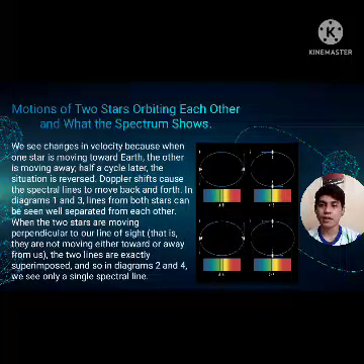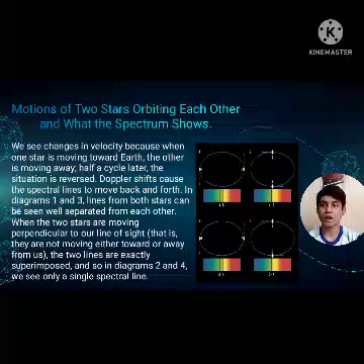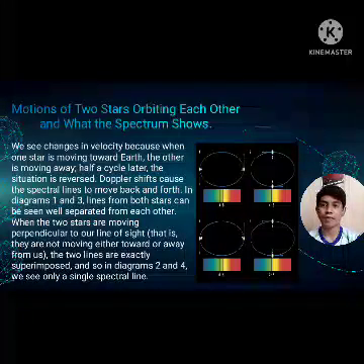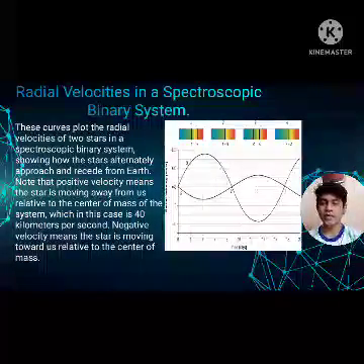A radial velocity curve is a graph that shows how the velocity of stars changes over time. The curve of the binary system is illustrated in the next slide. Now let's go to the next slide.